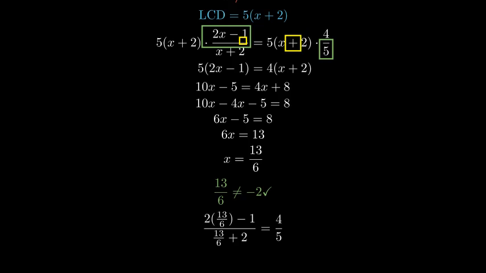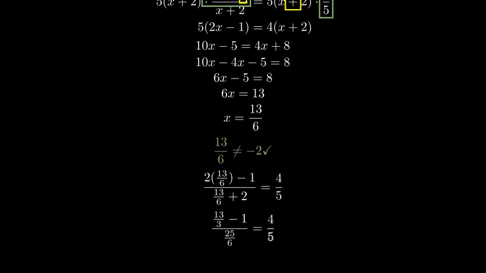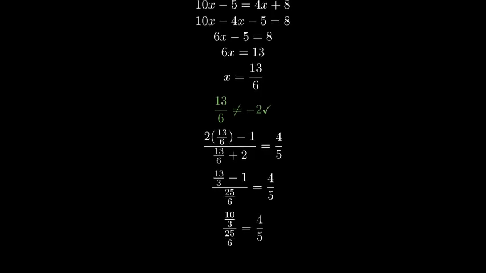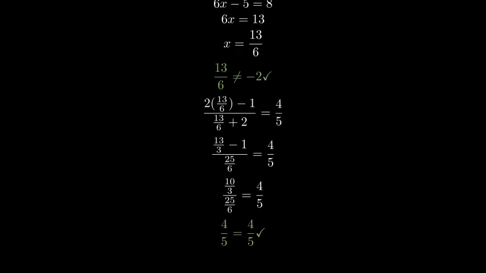Let's simplify this. In the numerator, 2 times 13/6 is 13/3, minus 1. In the denominator, 13/6 + 2 is 25/6. When we simplify this completely, we get 4/5, confirming our solution is correct.